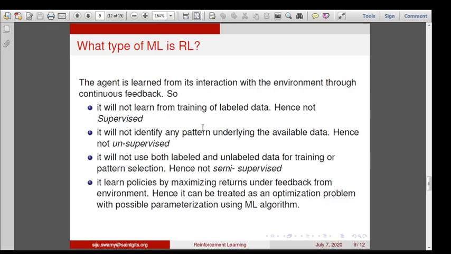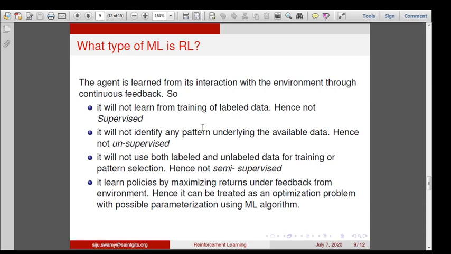Then what type of machine learning is reinforcement learning? The agent learns from its interaction with the environment through continuous feedback. That is the basic idea. The agent or the learner will learn from the environment through continuous feedback and continuous interaction with the environment. At this standpoint, we try to classify reinforcement learning into any of our previously known machine learning categories.